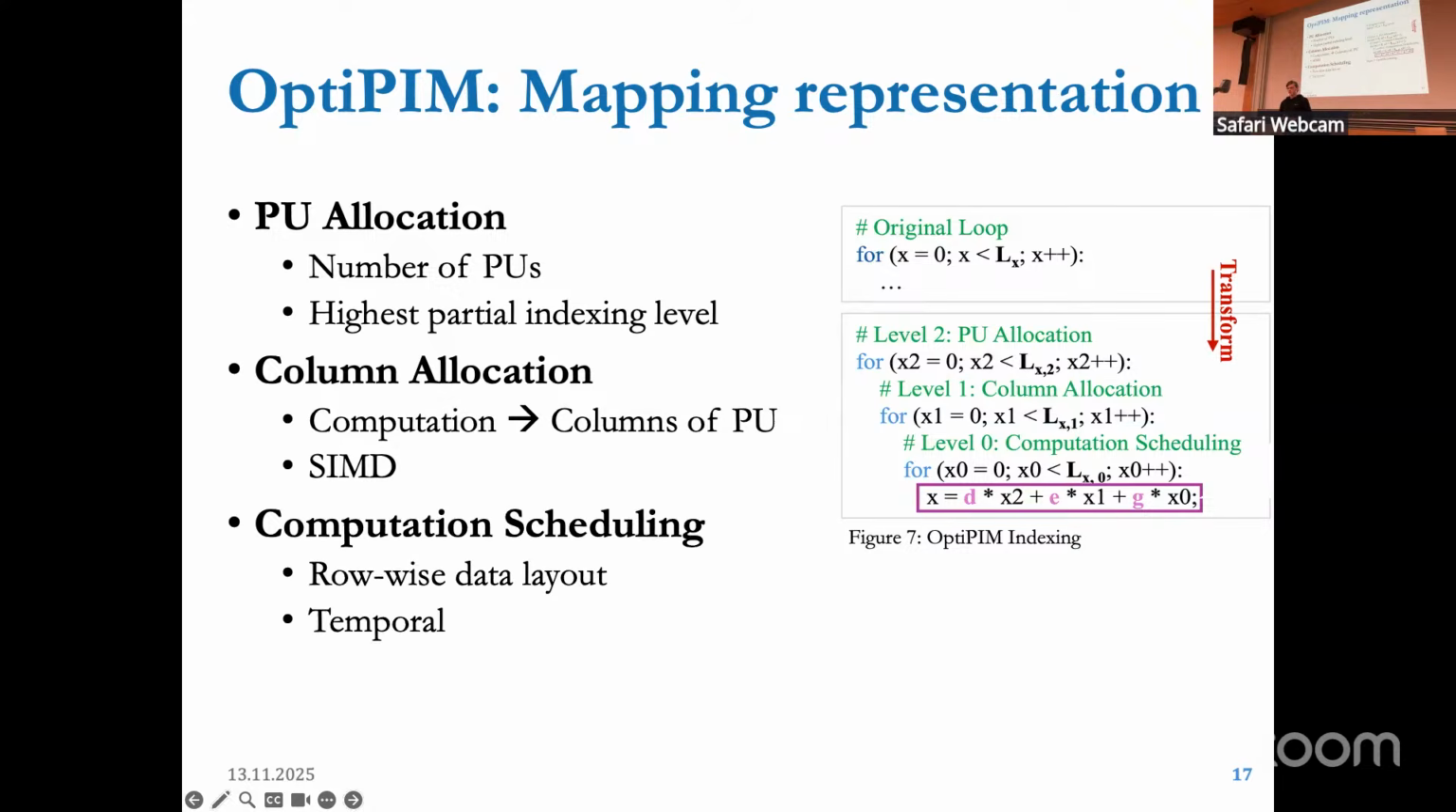And computation scheduling is then the third level, because probably not all the data we have can be processed at the same time, because our processing memory chips can process a lot of data, but not that much data. And then we need the temporal scheduling level, so that even though we already have mapped it to some column, we still have multiple things mapped to one column, and then we split it up into several temporal layers.